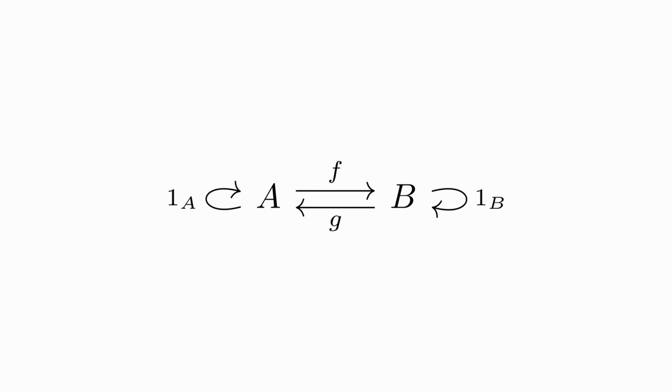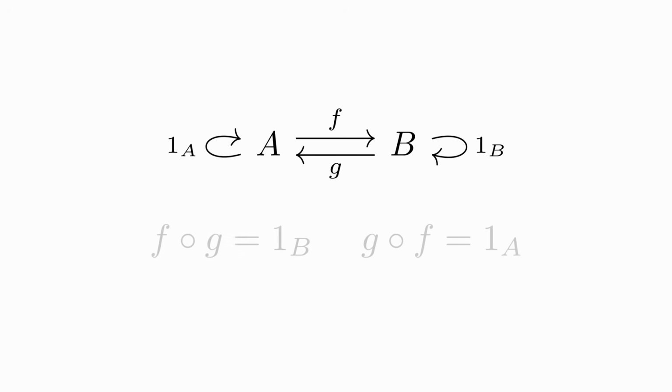One important commutative diagram to consider is this one. Suppose we have objects A and B in a category, and morphisms F from A to B and G from B to A such that this diagram commutes. In other words, F composed with G and G composed with F are equal to identities. In this case, F is known as an isomorphism.